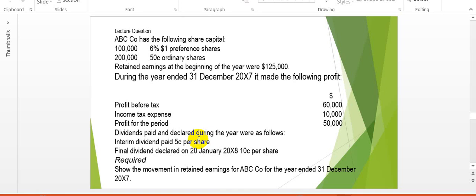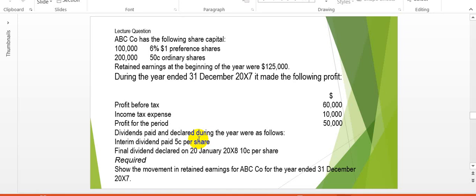Then during the year ended December X7, it made the following profits. Profit before tax was 60,000, income tax expense 10,000. The profit for the period, or profit after tax, 50,000.